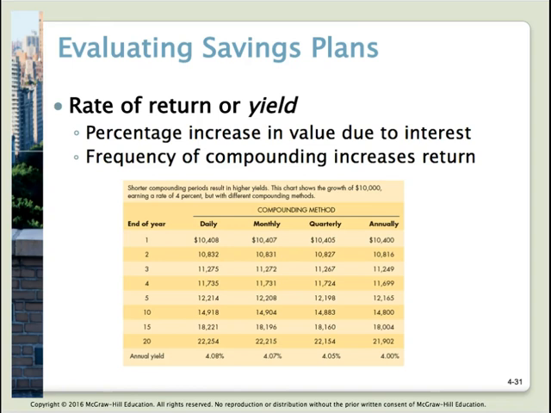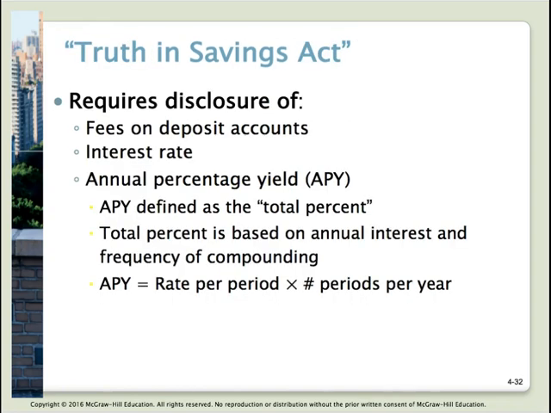In 1993, the Truth in Savings Act became effective, and this law requires financial institutions to disclose information on any savings plan that they offer in regard to any fees they're going to charge on the deposit, what interest rate they'll be paying, what the APY, or actual annual percentage yield, is, and other terms and conditions of the savings plan.